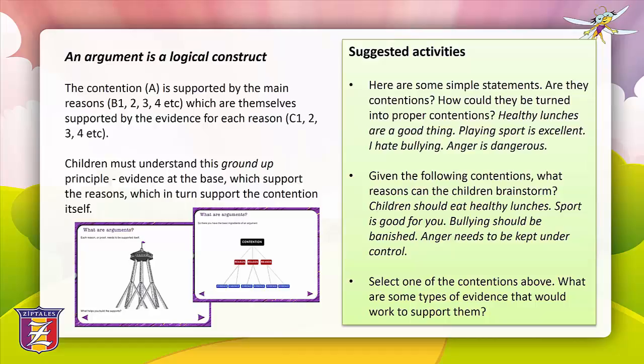Another activity. Given the following contentions, what reasons can the children brainstorm? Children should eat healthy lunches. What reasons? Sport is good for you. What reasons? Bullying should be banished. Anger needs to be kept under control. And finally, select one of the contentions above. What are some types of evidence that would work to support them?